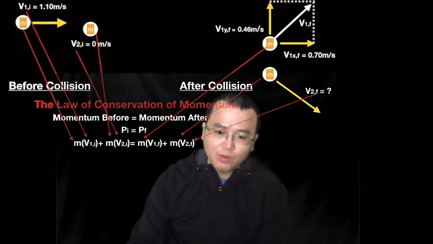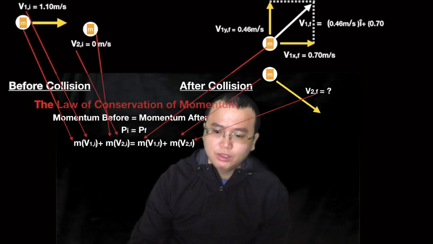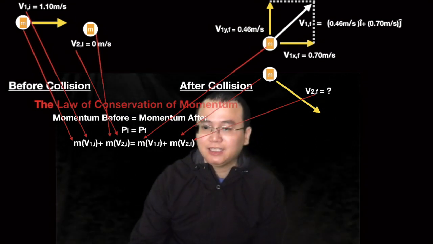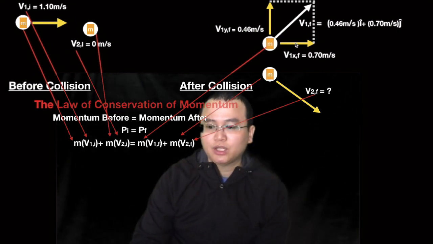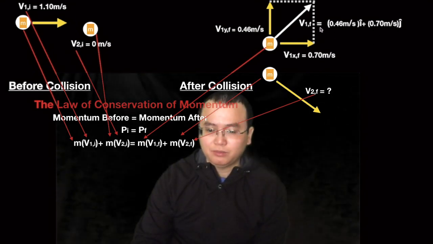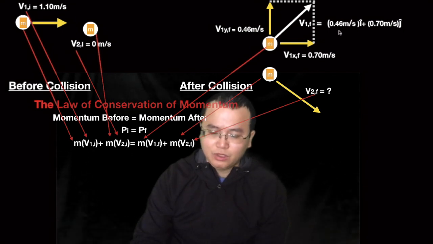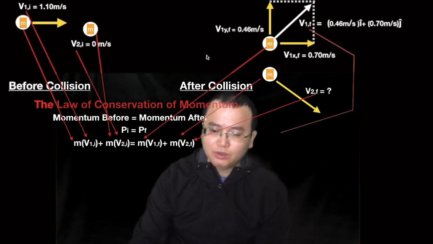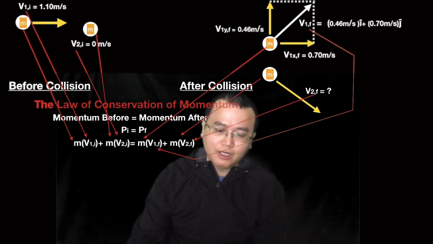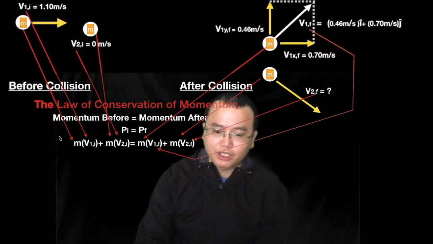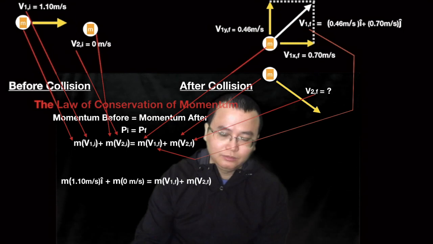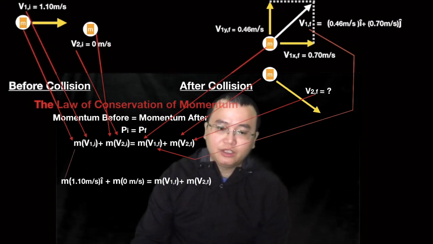We know that V1F, the velocity of mass 1 after the collision, is equal to 0.7 i hat and 0.46 j hat. i hat right here is just referring to the x direction, and j hat in physics just means the y direction. This information is given in the problem, so I'm just reproducing it here. If I take that information and put it into this equation right here.